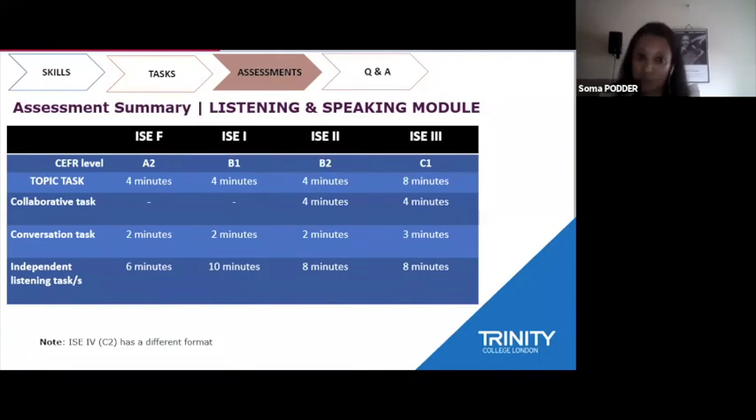it's less structured, so the candidates will have to identify the speaker's line of argument, what the speaker's tone is, what is not explicitly stated. So it grows more and more abstract with the higher levels. Listening is also tested with the speaking tasks as well as individually or discretely.